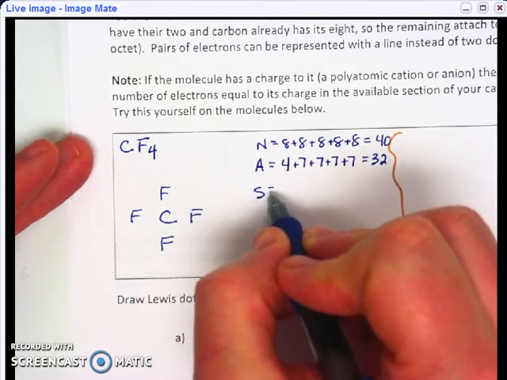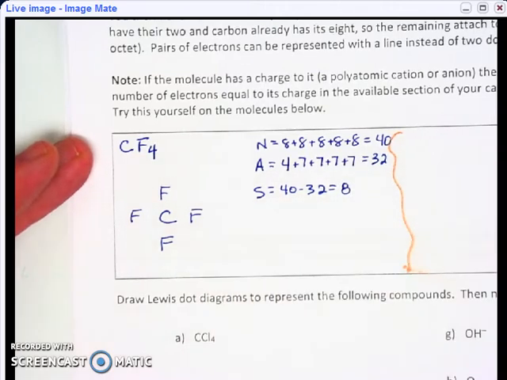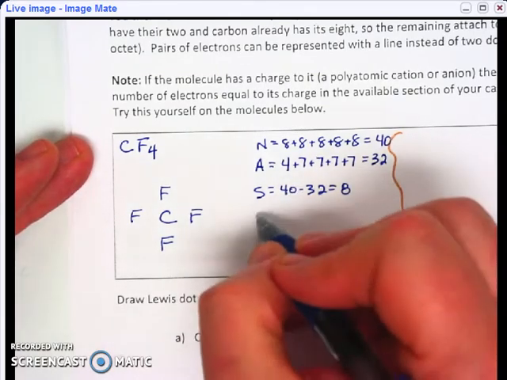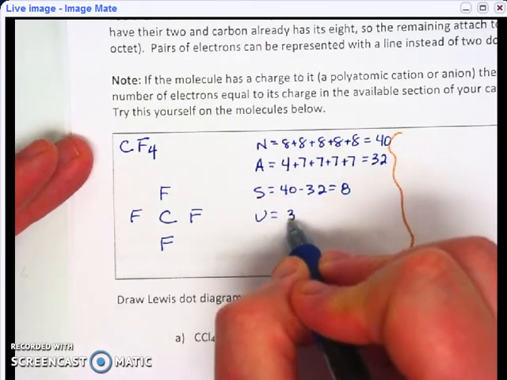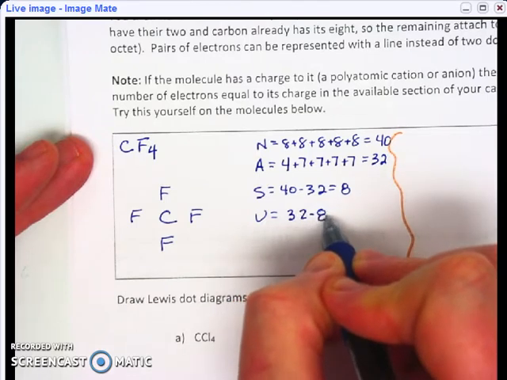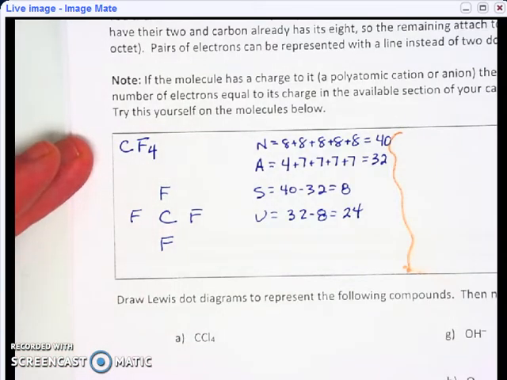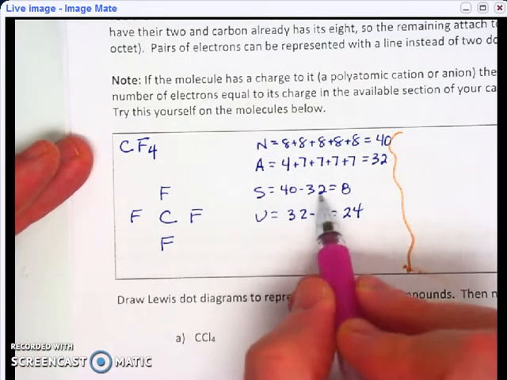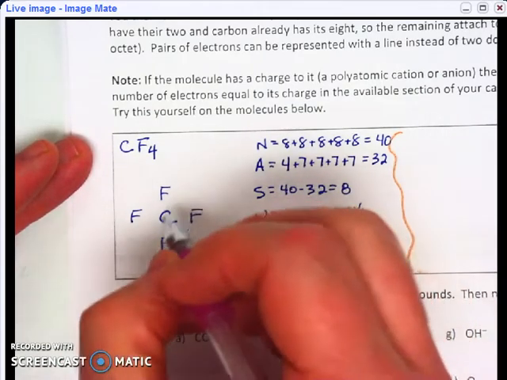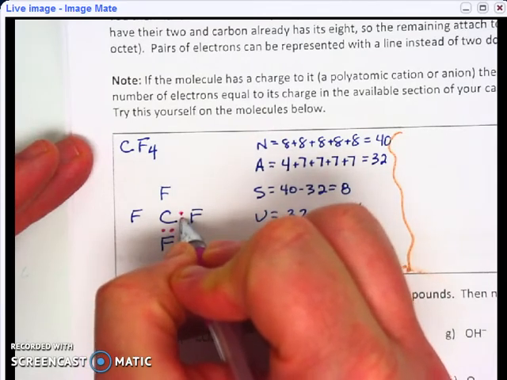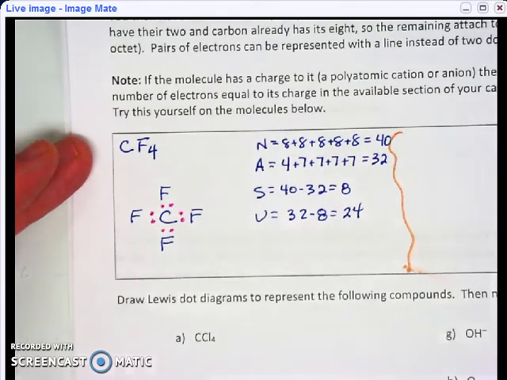Now my shared is 40 minus 32, which is 8. And then my unshared is just my A minus S, so it's 32 minus 8. And that's going to be 24. So let's put them in. Always take care of your shared first. I have 8 shared, and I'm going to distribute them around the carbon, and I've used all 8 of them up.